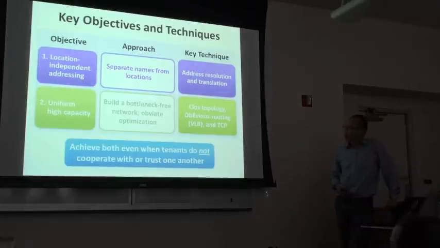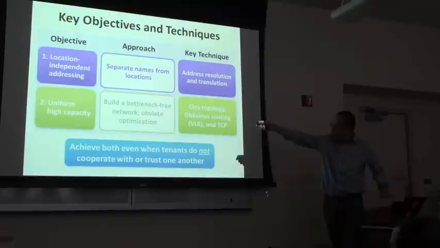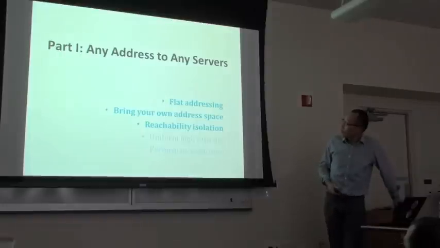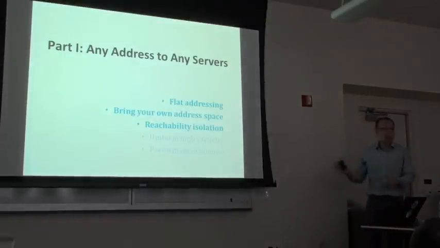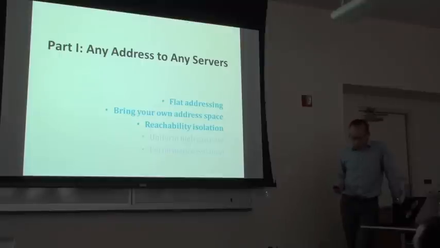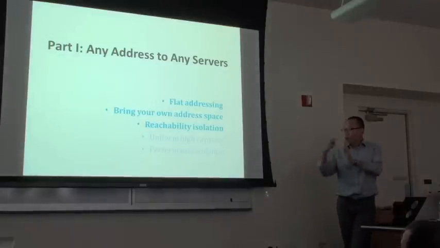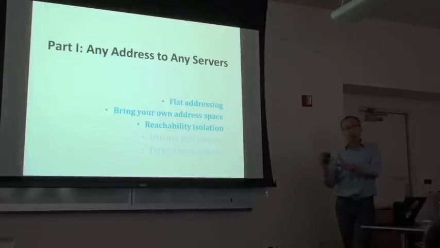At the same time, I also wanted to achieve both these two goals even when tenants do not cooperate with or trust one another. So let's move on to the flat addressing part. I'm going to first talk about the simple flat addressing design. And then I'll move on to the next design where I assume that the tenants are mutually distrustful or uncooperative.